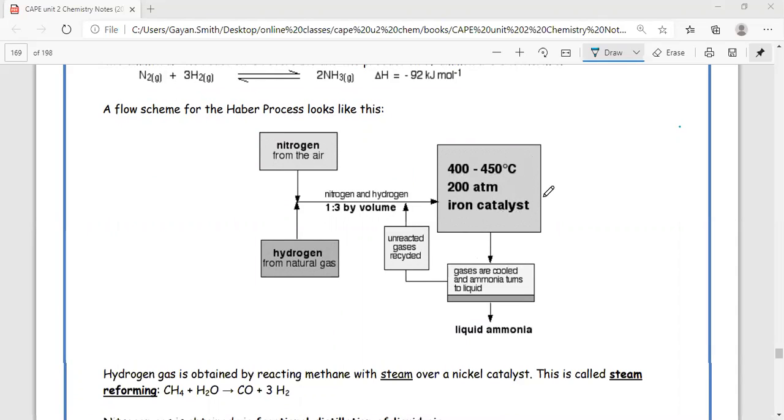So after the chamber where the gases have reacted, the resultant gases are cooled, and the ammonia that is formed will be condensed into liquid. The remaining nitrogen and hydrogen that was not reacted will be recycled and passed through the chamber again. Now, these conditions were selected based upon the Le Chatelier principle, in addition to looking at kinetic factors.